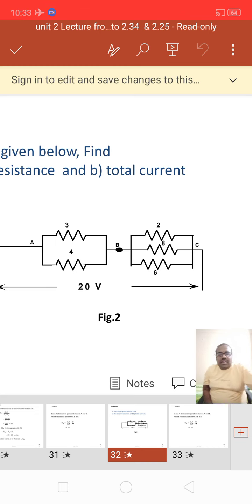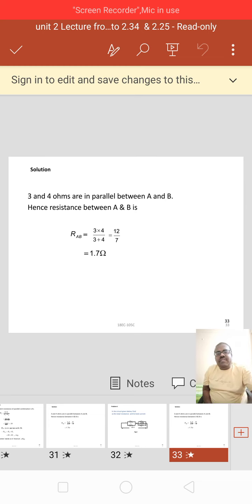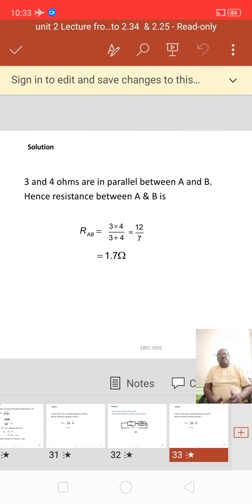We find the values for the two resistances in parallel as well as the three resistors in parallel, using the equivalent resistance formula. The 3 and 4 ohms are in parallel between A and B. Hence the resistance between A and B is RAB equal to R1 times R2 by R1 plus R2, that is 3 into 4 by 3 plus 4, equal to 12 by 7. That is RAB equal to 1.7 ohms.